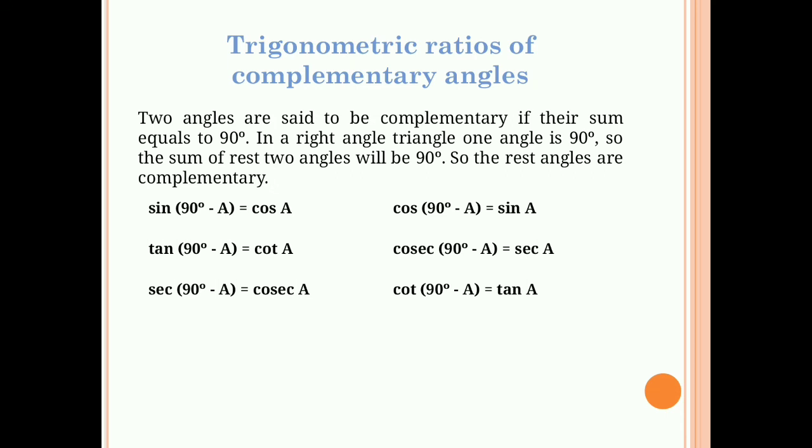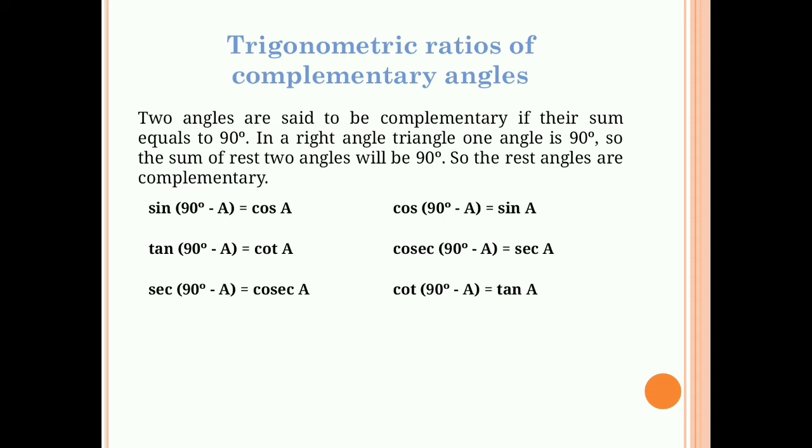Up till now we have seen the trigonometric ratios of different specific angles and the questions related to this. So now let's move on further. After exercise 8.2 we will see the trigonometric ratios of complementary angles.